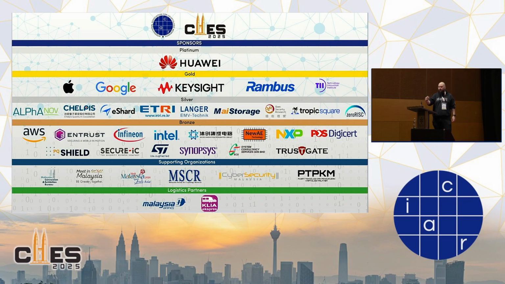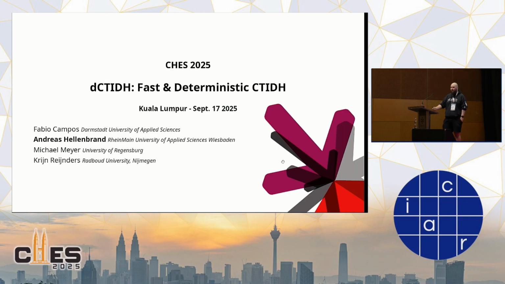The first speaker of this session is Andreas Hellenbrand, who is going to talk to us about a version of CSIDH that is fast and deterministic, called dCTIDH.